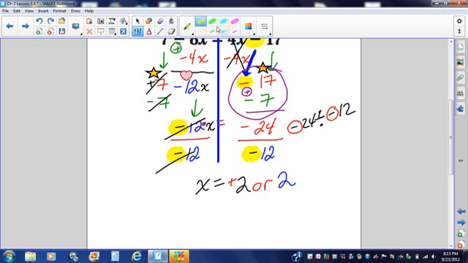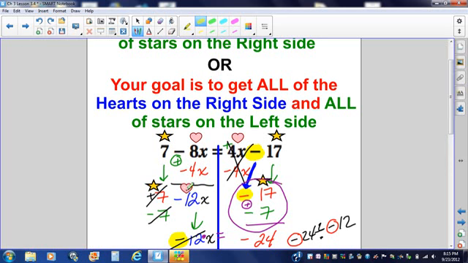These problems shouldn't be that hard for you guys. You are very good at solving equations. You just need to remember to get all of your hearts on one side and get your stars on the other.